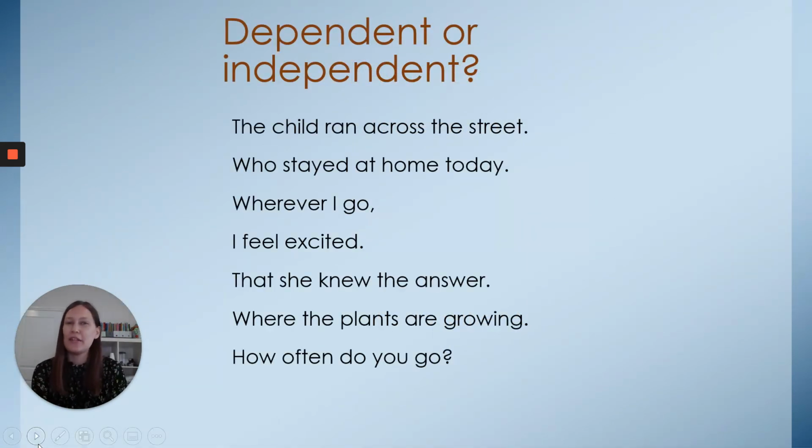Here are some examples I'd like you to run through and think about whether you think these are dependent or independent clauses. The child ran across the street. Who stayed at home today? Wherever I go, I feel excited. That she knew the answer. Where the plants are growing? How often do you go?